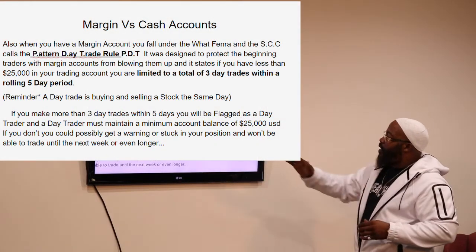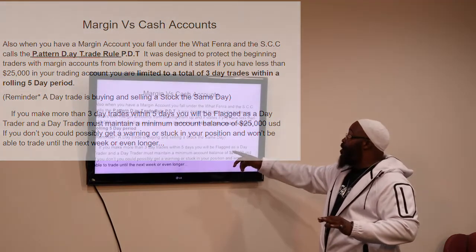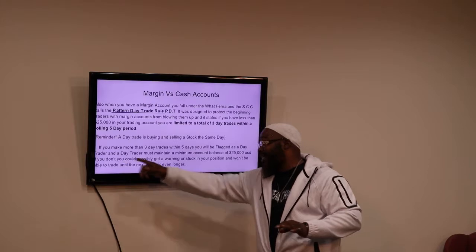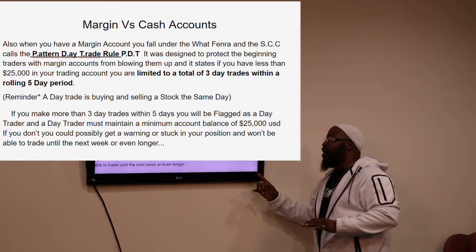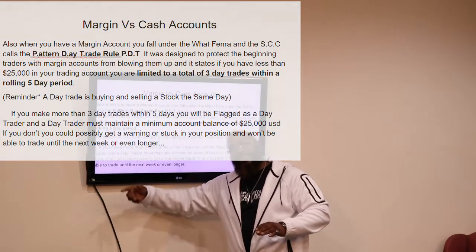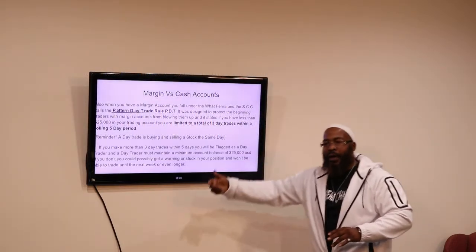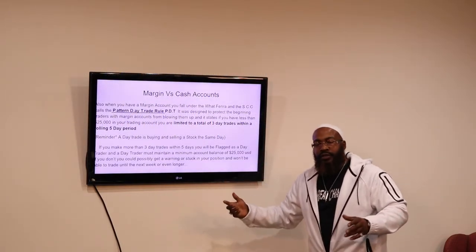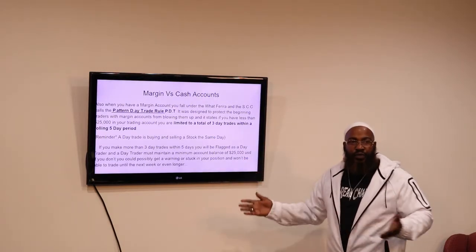Now, if you make more than 3 day trades within that 5-day period, you will be flagged as a day trader. And as a day trader, you must maintain a balance of over minimum $25,000. The reason I say over, because if you only have $25,000 and you hop in a trade and you lose a point on it, now you're under the 25,000, now you're restricted again.